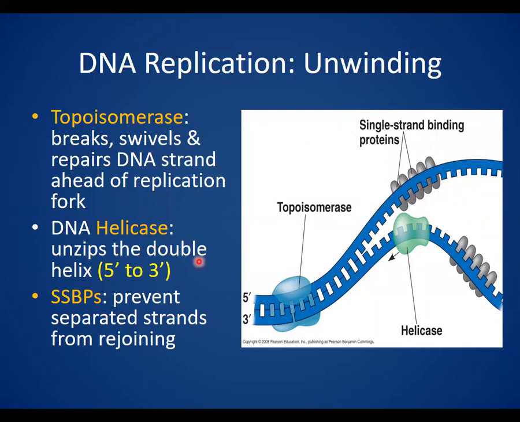Okay. So during the unwinding, the topoisomerase unwinds and breaks up the knots in the compacted DNA. The helicase then unzips one strand from the other. And the single-strand binding proteins prevent the two strands from coming back together, at least too quickly. Okay, so now we have two strands of DNA separated.